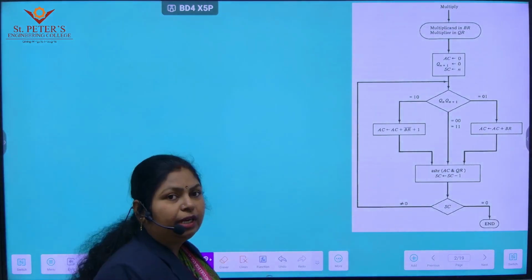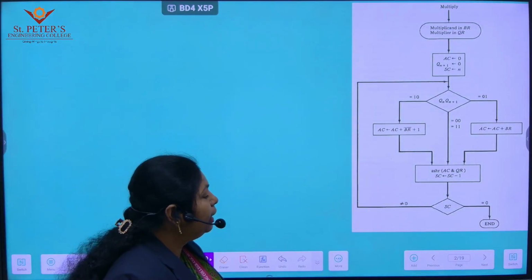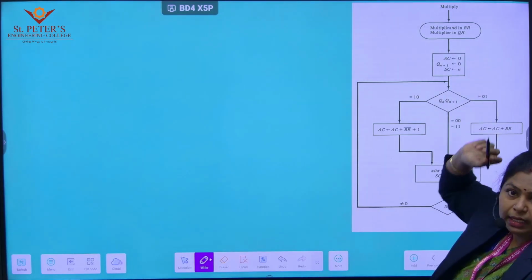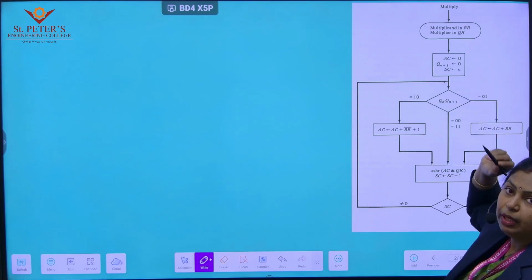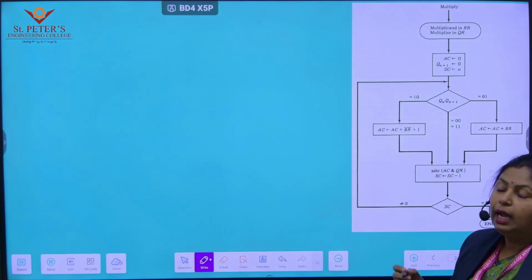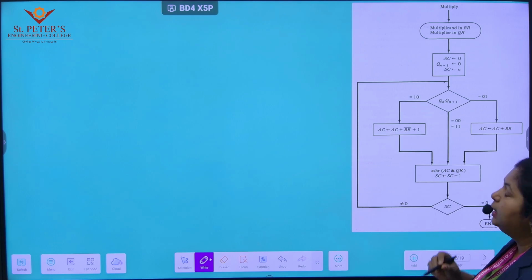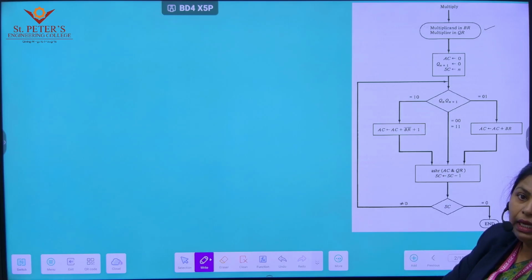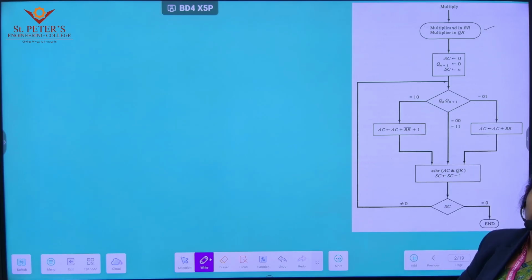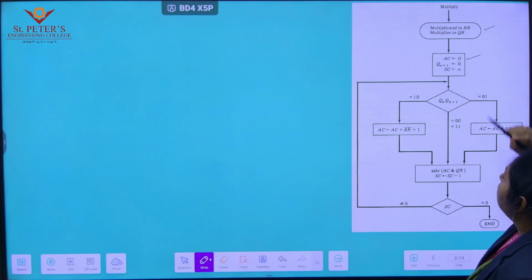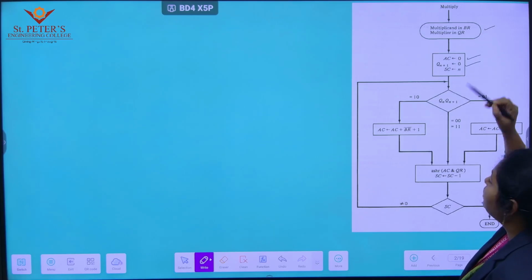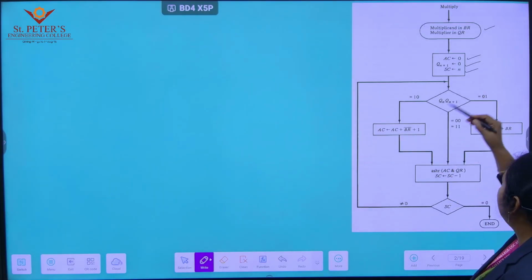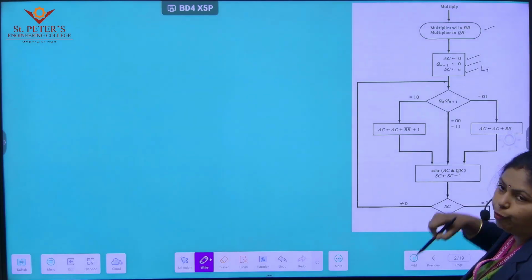This is the corresponding flowchart of Booth's algorithm. Before starting, we have to initialize the BR register B and the register Q. The multiplicand is stored in the B register and the multiplier is stored in the Q register. Once stored, we have to initialize other registers also: the accumulator, the sequence counter and Qn plus 1. First the accumulator is initialized with 0, the Qn plus 1 flip-flop is also initialized with 0, and the sequence counter is set to n, where n is the number of bits. In our case, it is 4.